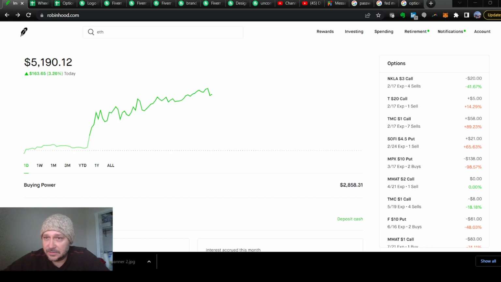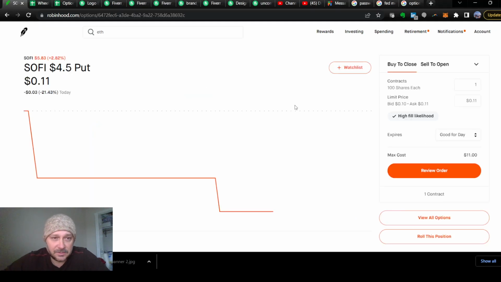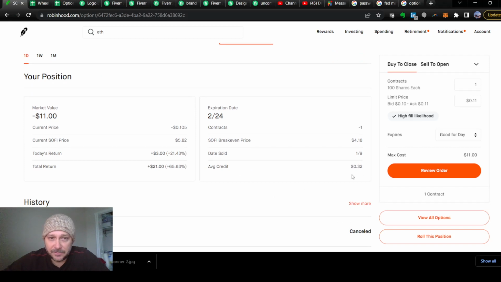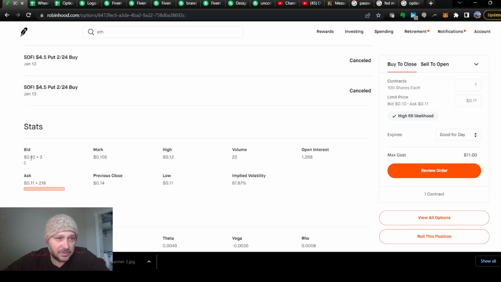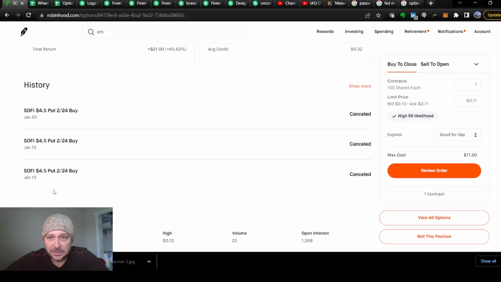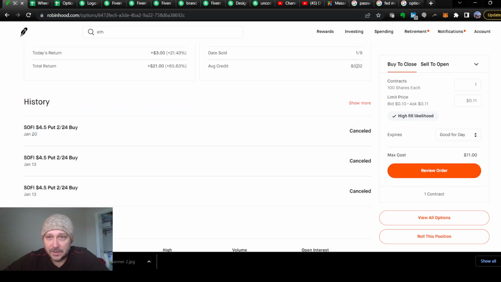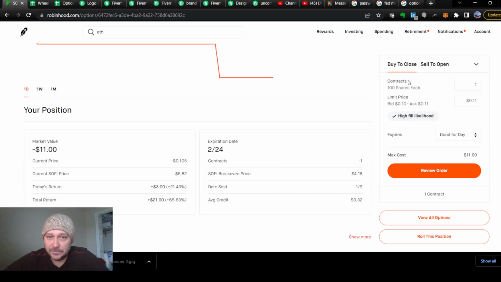So the first one is I'm going to take this SoFi win here. We got an average credit of 32. It is now, people are asking 11. So we're going to go ahead and lock in a 21-cent average win, which will equal $21 and a 65%. So we are going to buy to close this. Since we sold to open it, we need to buy to close. So we are going to do one contract.